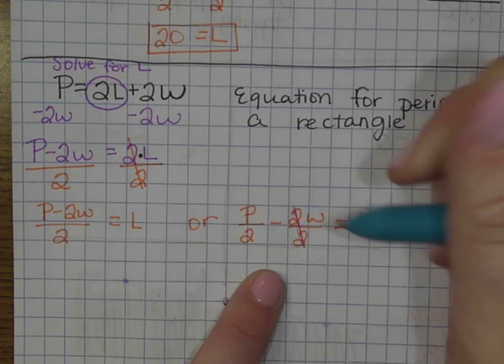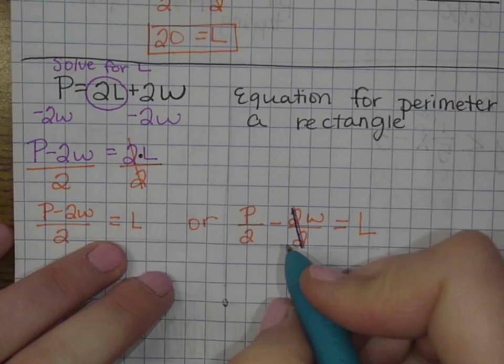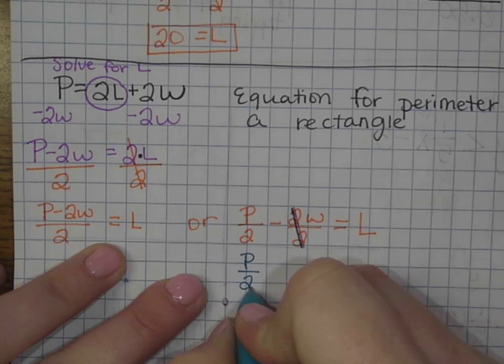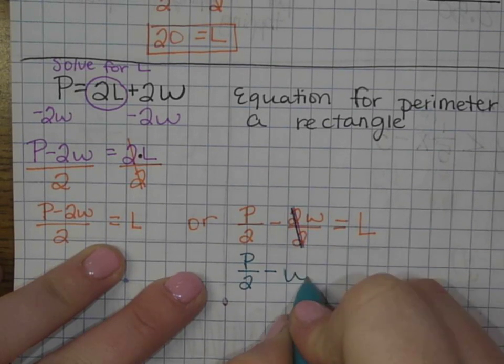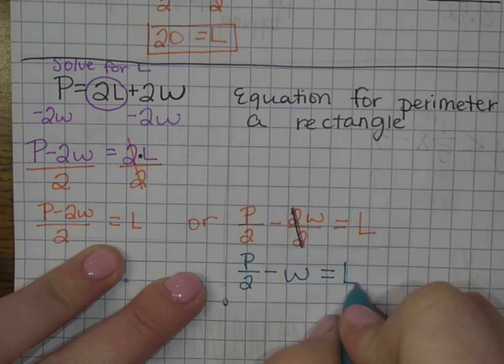Let me use a different color. That color doesn't show up. You would have P over 2 minus 2 divided by 2, remember, cancels, minus W equals L.